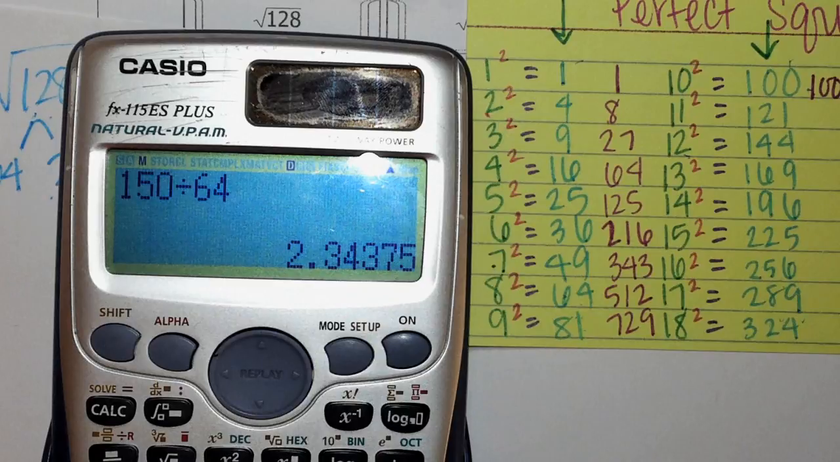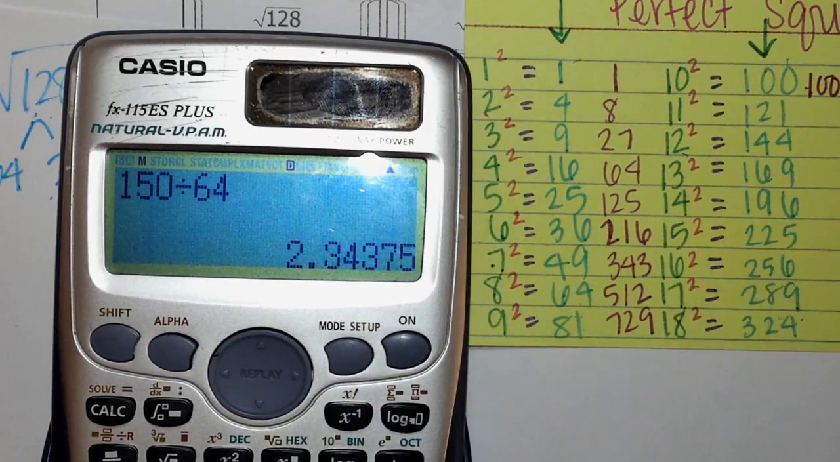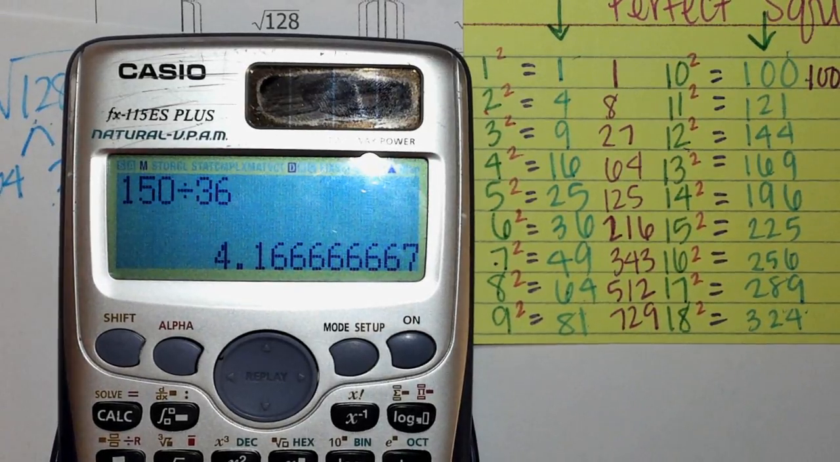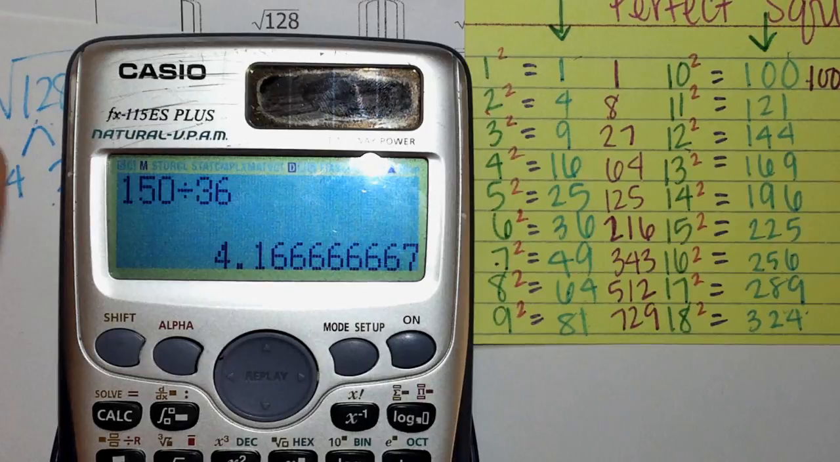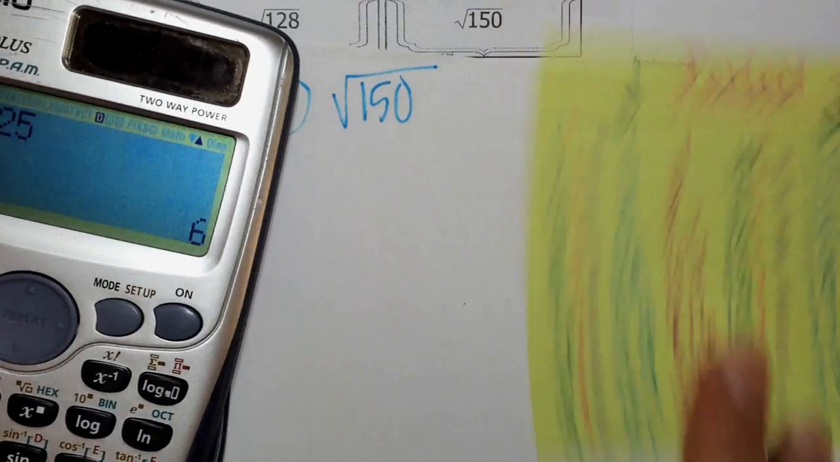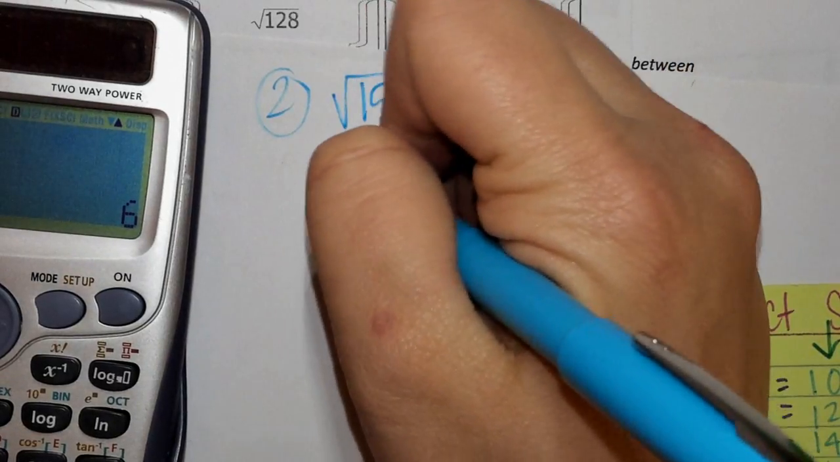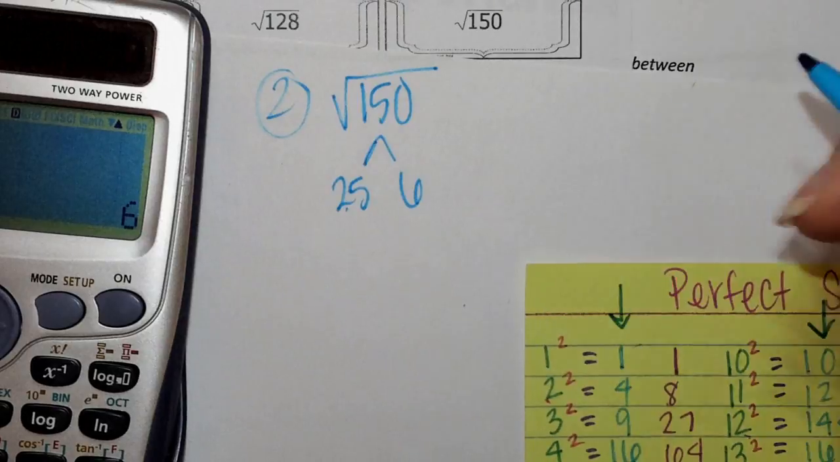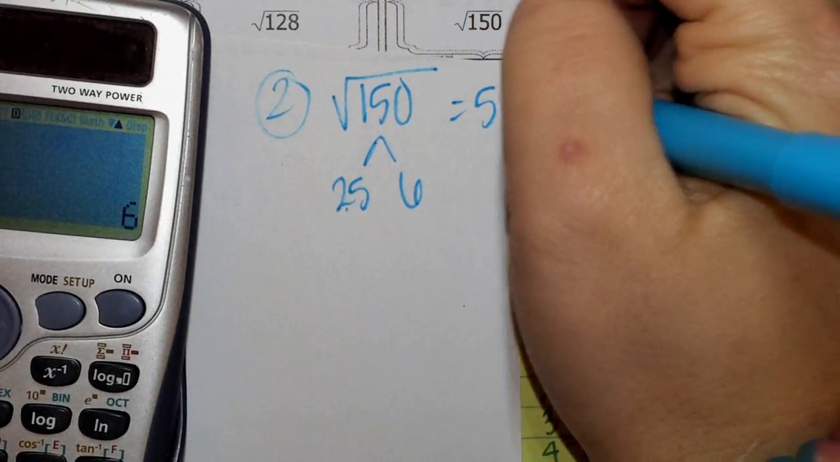Alright. 2.3. So we got a decimal, right? That doesn't work, so we need to go this way. Let's try 36. That doesn't work, so let's try 25. That worked, and we got 25 and 6. We broke it down into 25 times 6. What's the square root of 25? So it's 5 root 6.